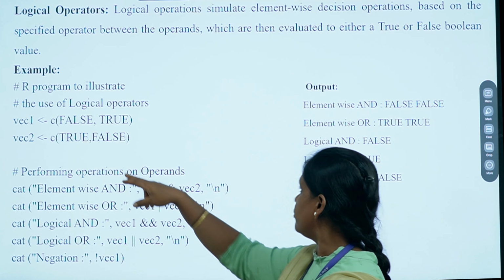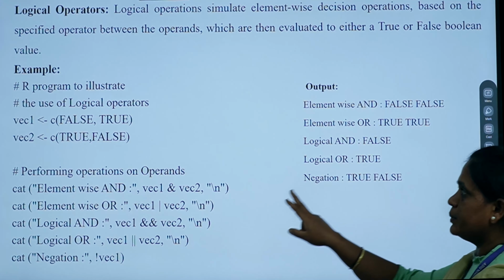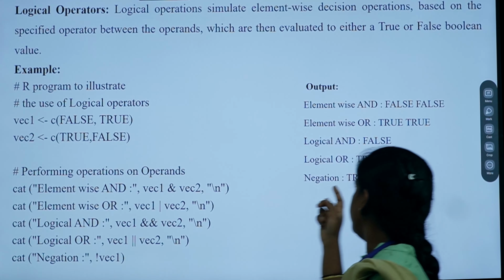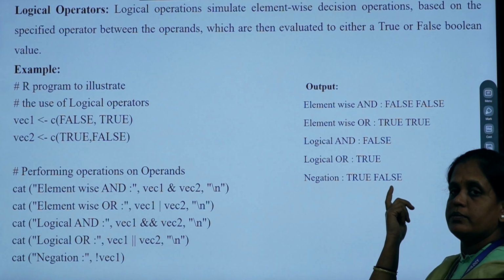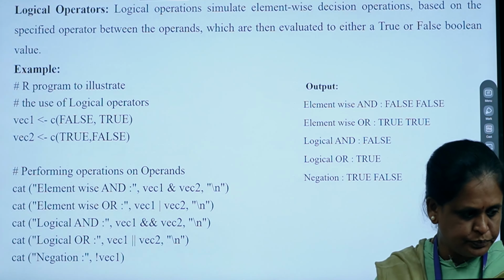So again we take vector 1, which is just true and false. When you perform negation, it becomes false and true.